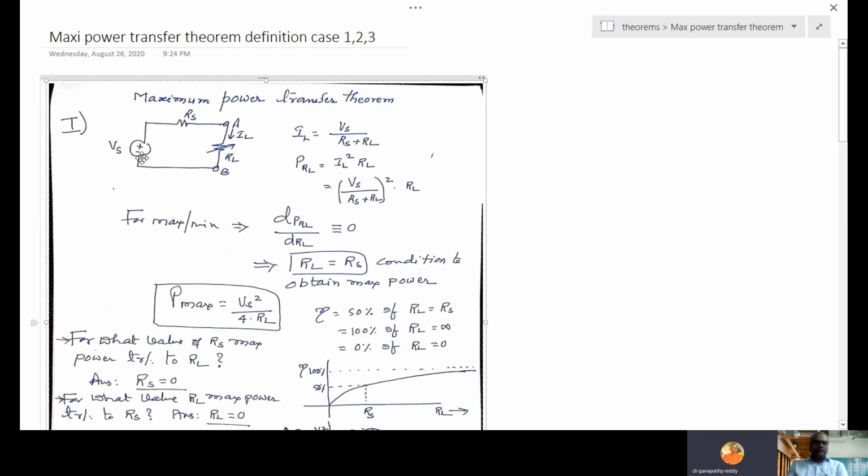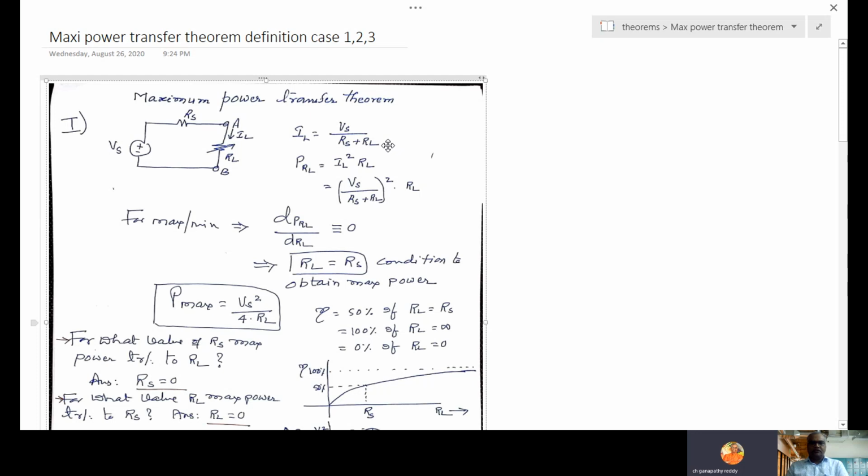So let us look at this source Vs and Rs. This is the source, and the load is RL, a variable load. The current IL will be Vs divided by Rs plus RL. This is the IL current expression. Then the power in RL is PRL equal to IL square into RL. This is the power.